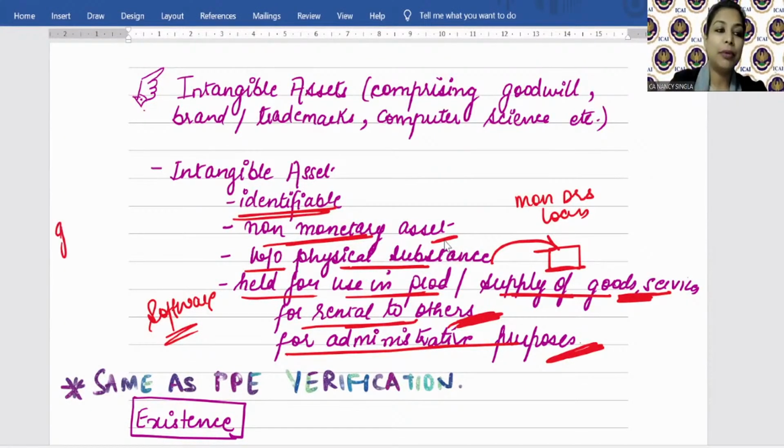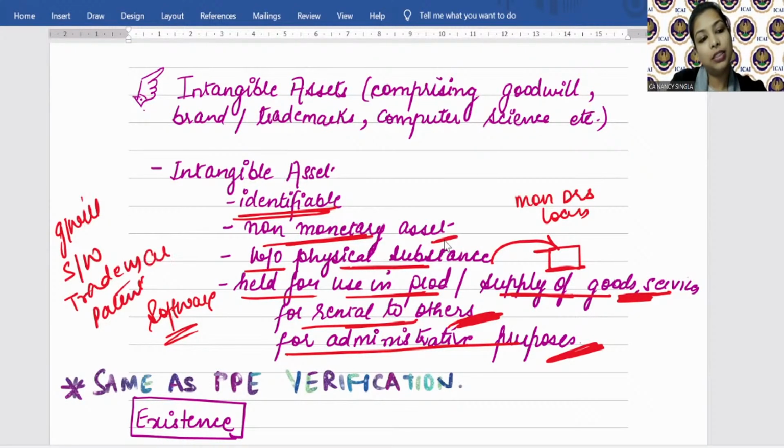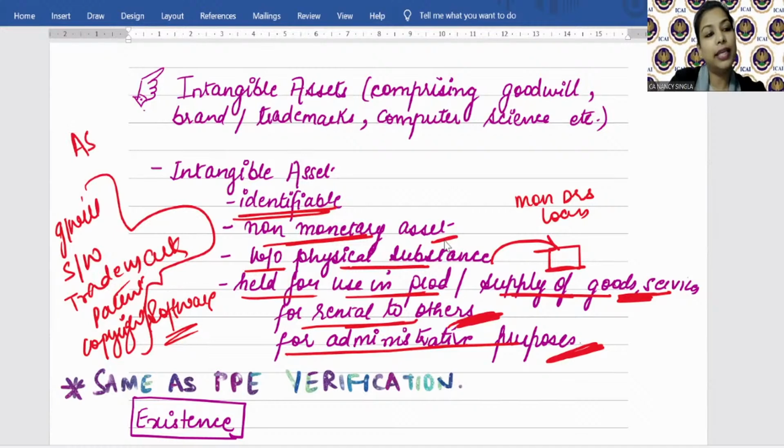Okay? Examples are your goodwill, your software, your trademarks, patents, copyright. You have studied all this, right? And the relevant AS is what? AS 26. Okay? As to whether to recognize an asset as an intangible asset, what is the criteria? The way AS 10 talks about the PPE, property, plant and equipment, AS 26 we have for the intangible assets. Clear? Okay?